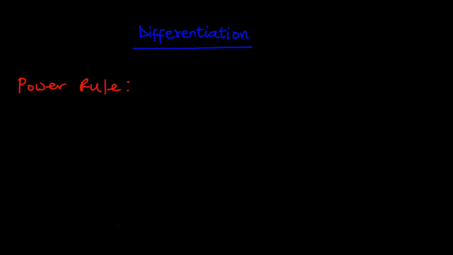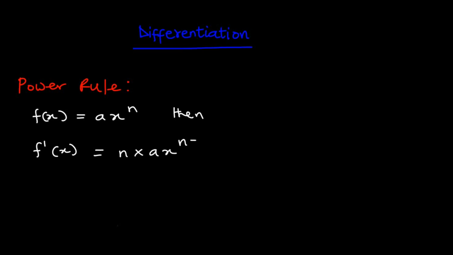For the power rule, it says that if we have a function of the form f of x equals ax to the power n, then the derivative of this function, which is f prime of x, will be equal to n multiplying ax to the power of n minus 1. So if you have a function of this form, then this will be the derivative.